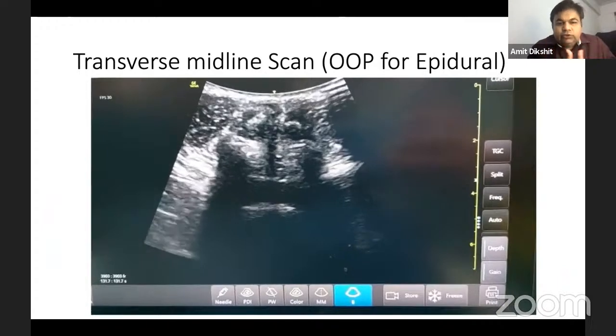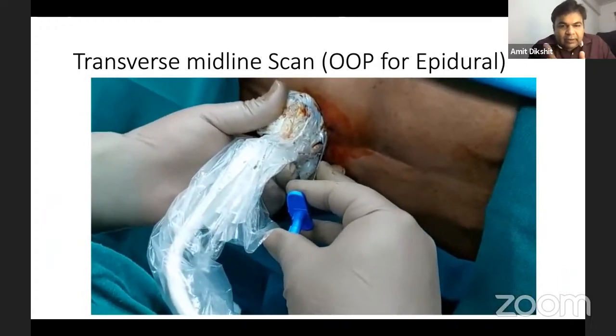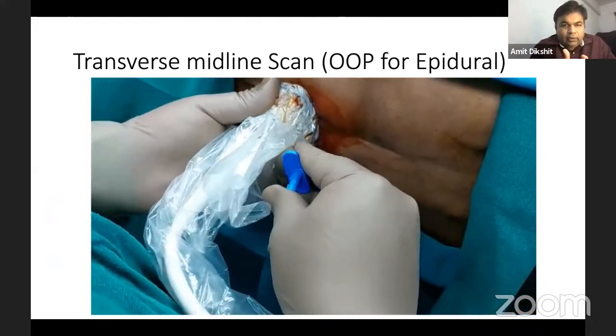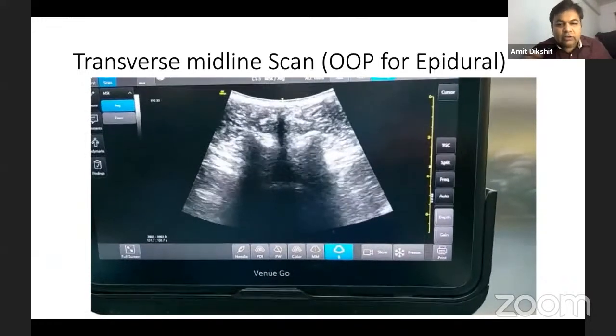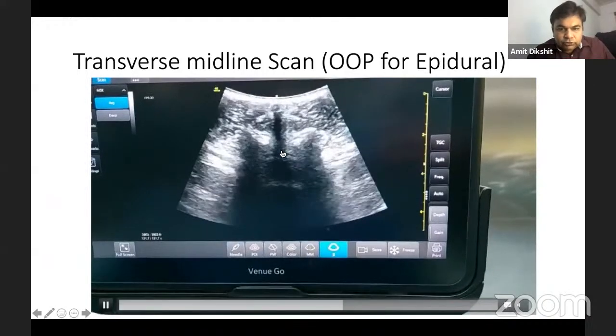So sometimes I tend to use the hybrid technique. If you pass the epidural or spinal needle close to the curvilinear probe, more or less parallel, you tend to see the shaft of the needle and also the tip. So this is a combination approach.